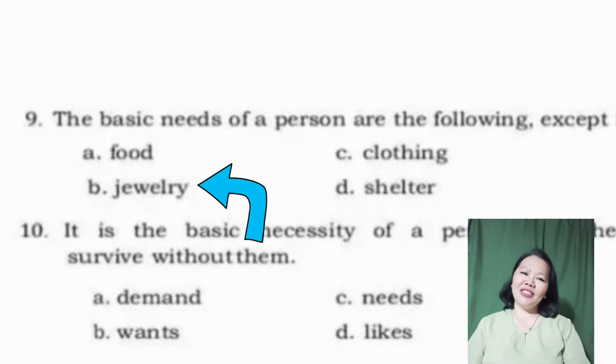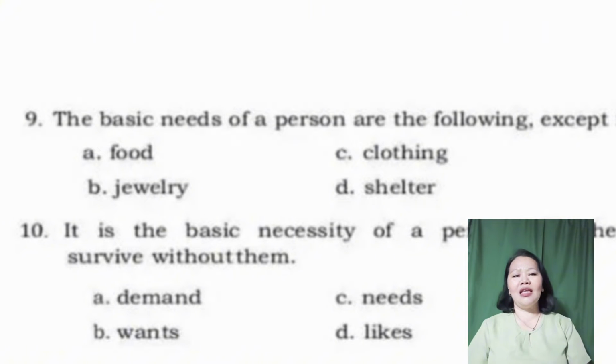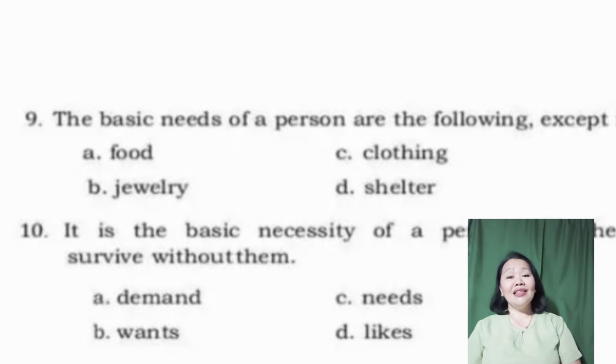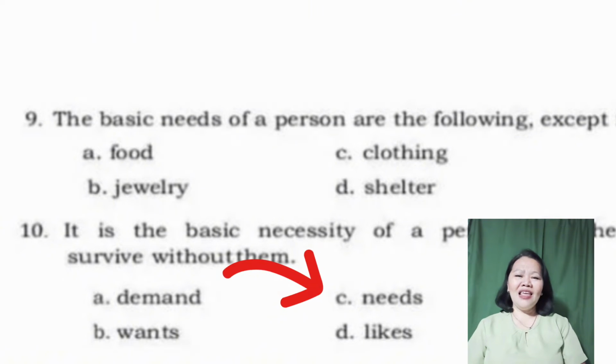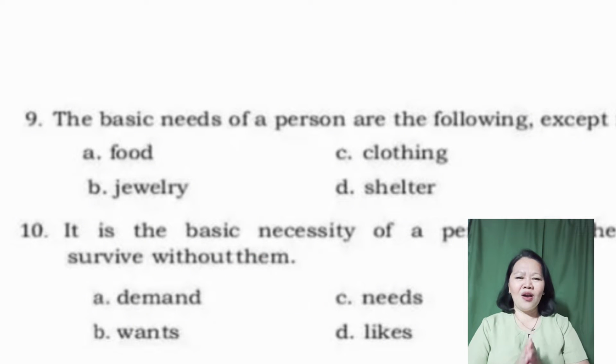And for number 10, it is the basic necessity of a person. He or she cannot survive without them. A. Demand, B. Wants, C. Needs, D. Likes. And your answer is C. Needs. Alright, you are all good. Very good, kids. And now let's proceed to discuss our lesson 1. Buying and selling products based on needs and demands.